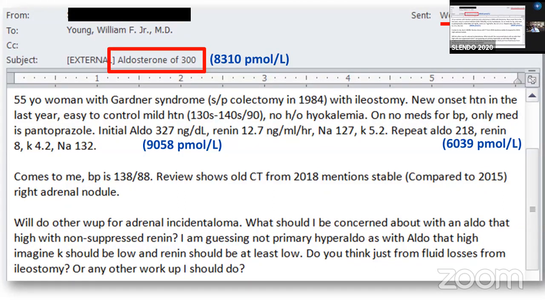Initial aldo, 327. Renin, 12.7. Sodium, 127. Potassium, 5.2. Repeat aldo, 218. Renin, 8. Potassium, 4.2. Comes to me, blood pressure, 138 over 88. Review shows old CT from 2018, mentions a stable right adrenal nodule. We'll do another workup for adrenal incidentaloma. What should I be concerned about with an aldo that is high with non-suppressed renin? I'm guessing not primary hyperaldo, as with aldo that high, I imagine potassium would be low and renin should be at least low. Do you think that's just from fluid losses from ileostomy, or any workup I should do?